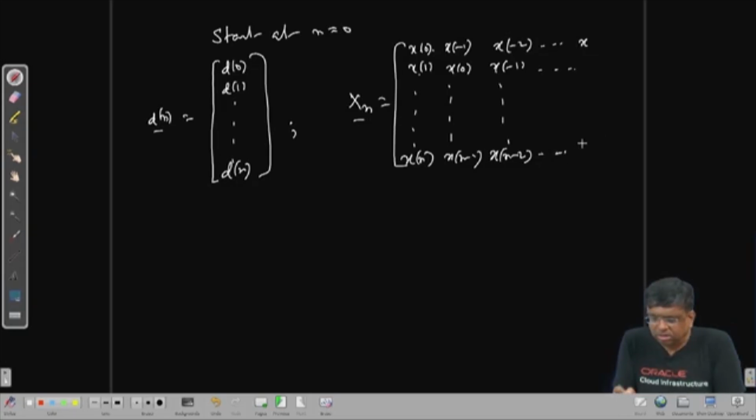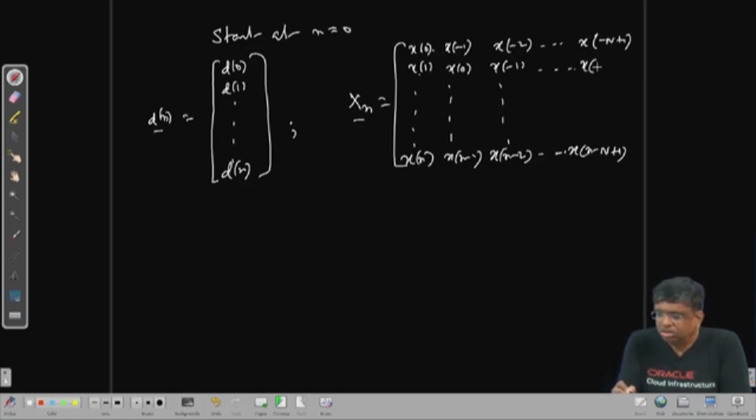Maybe we take up to some n minus n plus 1. Okay. So if n is 0, it is x minus n plus 1. If n is 1, dot, dot, dot, dot.